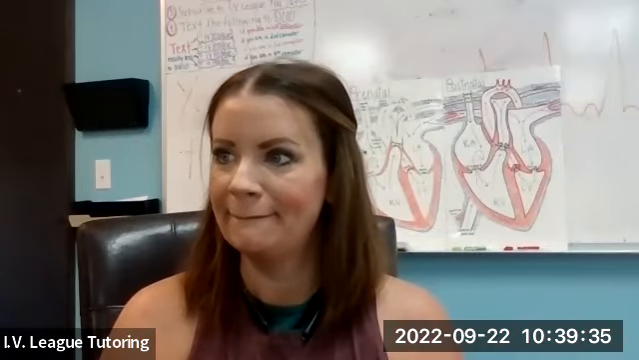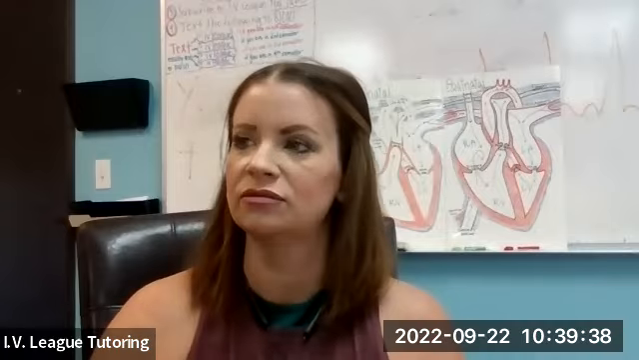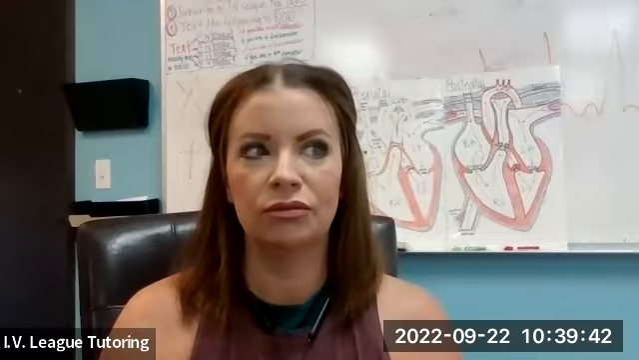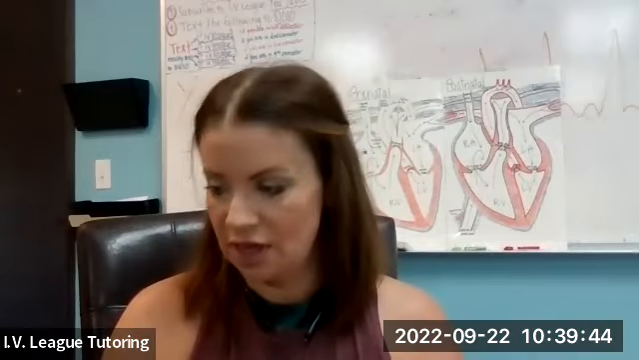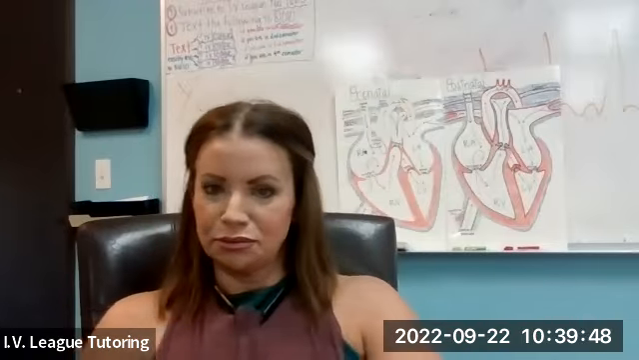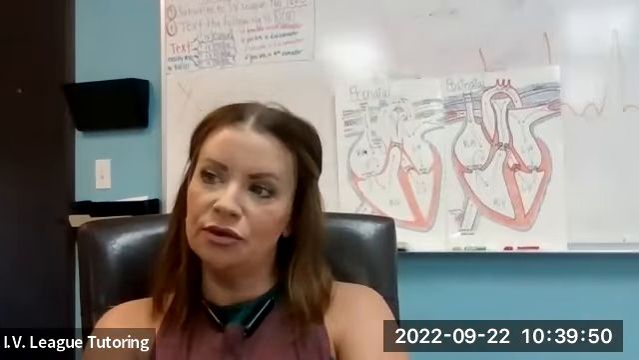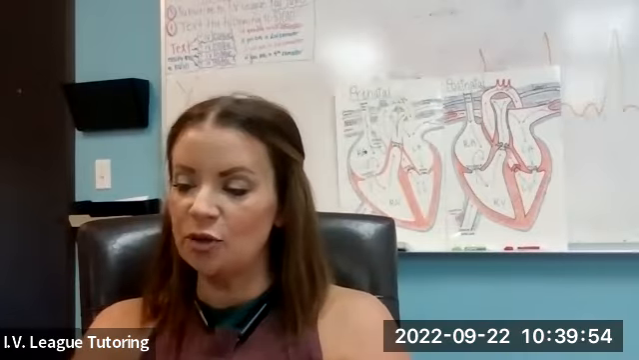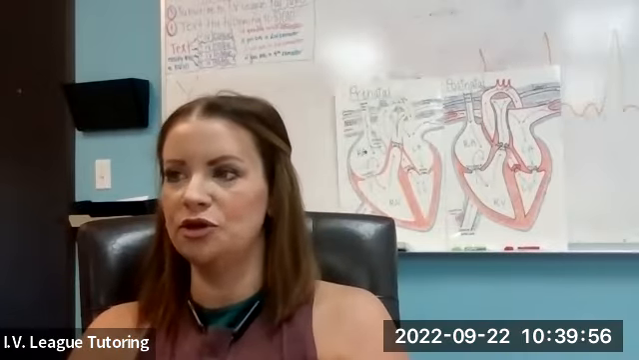Is there a P wave? Does it look normal? Then you check the PRI. And what should that be? 0.12 to 0.20. So you also said the heart rate is 60 to 100. Is it regular? Is there a P wave? Is the PRI 0.12 to 0.2?